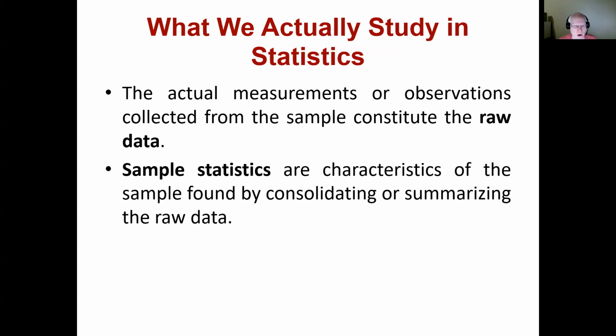Sample statistics are characteristics of the sample found by consolidating or summarizing the raw data, right? It's difficult to learn very much from raw data. We've got 1,000 different people's answers. What do we do with that? Sample statistics are attempts to draw conclusions or to get something that summarizes what the raw data is telling us. So we might say, what is the most common answer that we find? That could be one way of summarizing the data. What does the average respondent say?